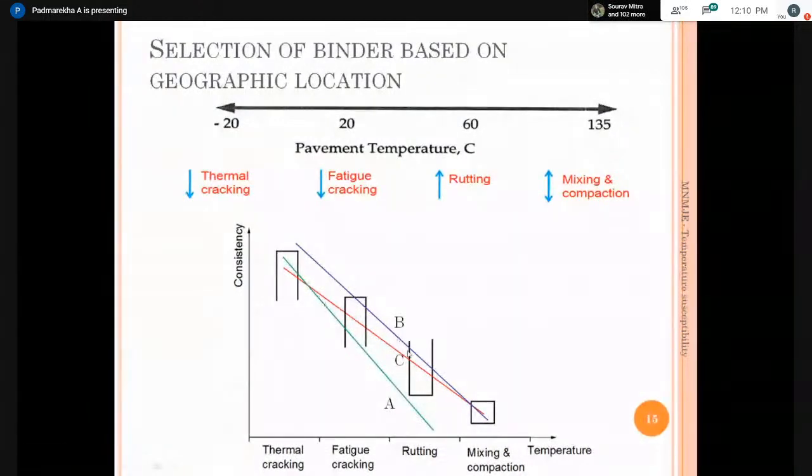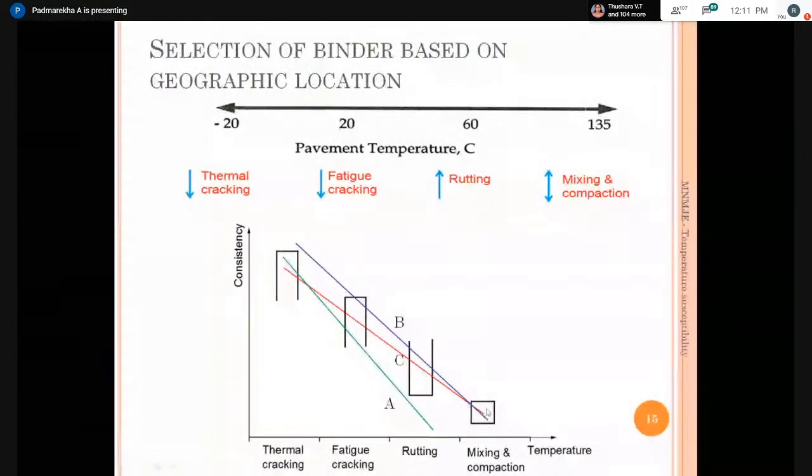So now if you see, you have three binders here again, A, B and C. If you take binder C, you can see that the mixing and compaction range is met. Stiffness is above the minimum requirement at the rutting temperature, or at 60 degrees Celsius. Stiffness is below the requirement at 20 degrees Celsius, which meets the maximum range we are specifying. And again, for thermal cracking, the stiffness is relatively low. So binder C satisfies all the conditions here.